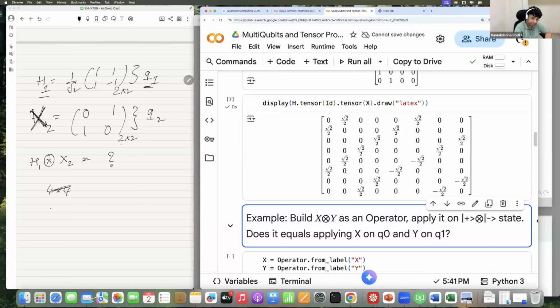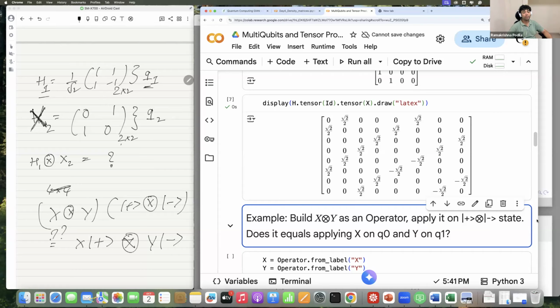Yes. So I have X times Y, and I am applying this on plus times minus, right? So what I'm saying is, is this equivalent to saying X plus times Y minus? Is that right? Yes or no?